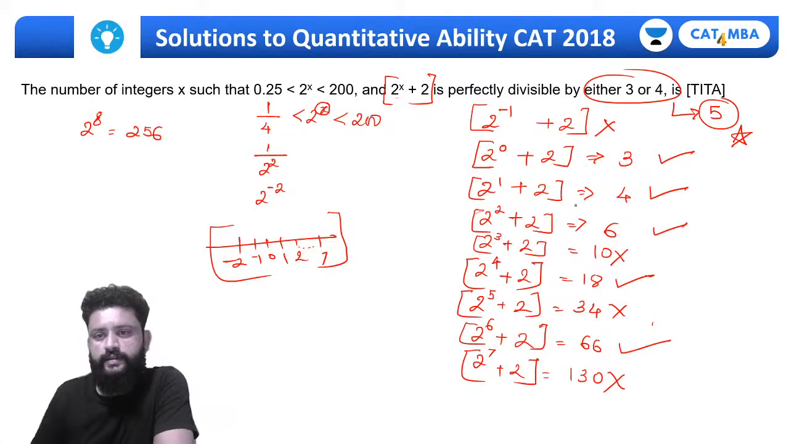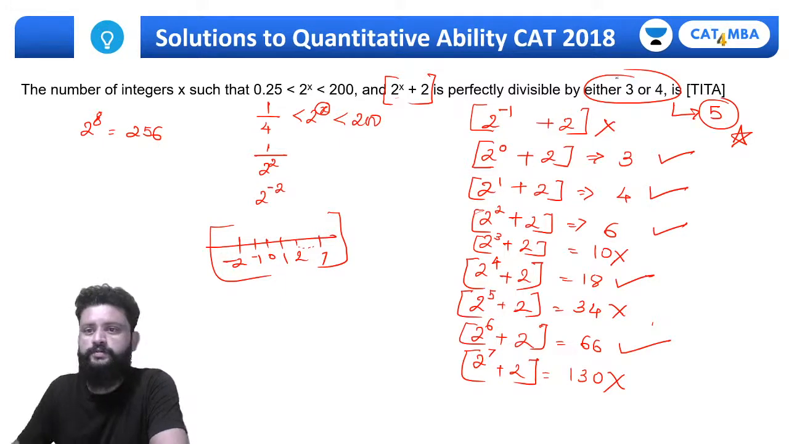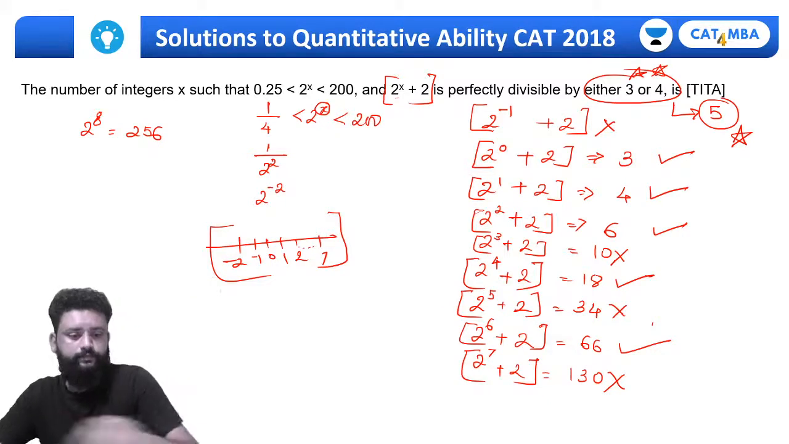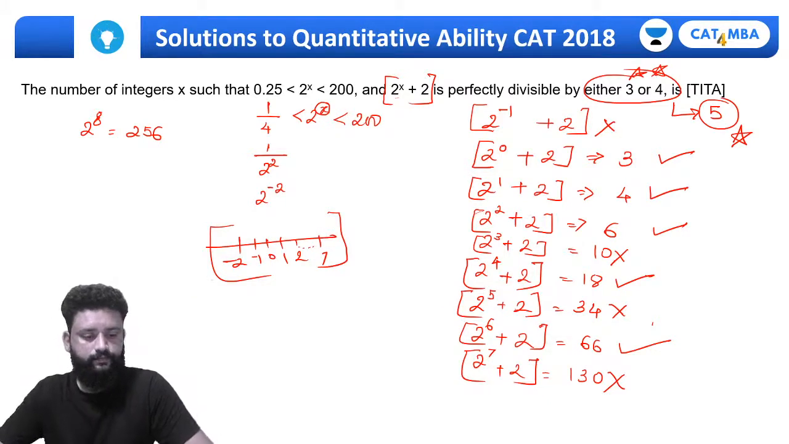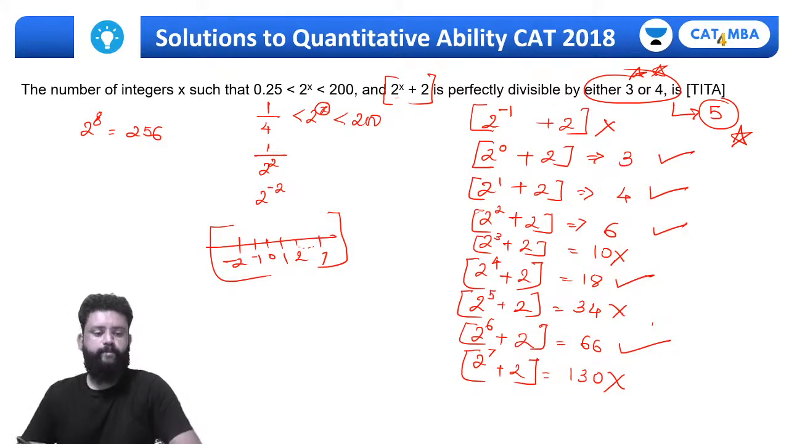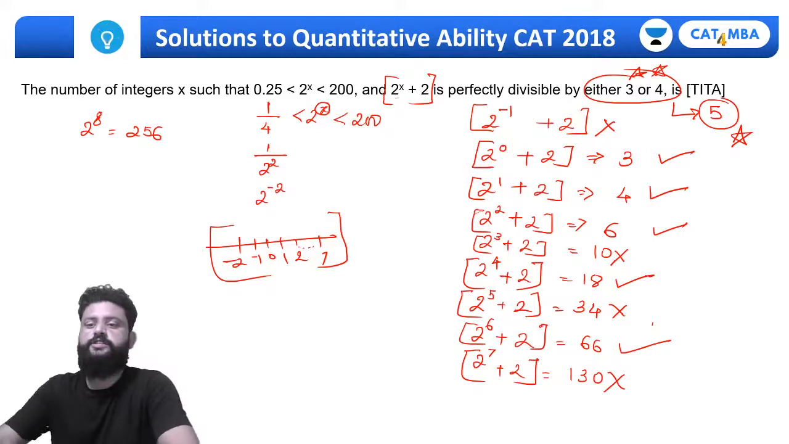Out of these 9 values, we cancel 4. This one cancel, this cancel, this cancel and this cancel. The remaining 5 work here, multiple of either 3 or 4. So let's move to the next question.